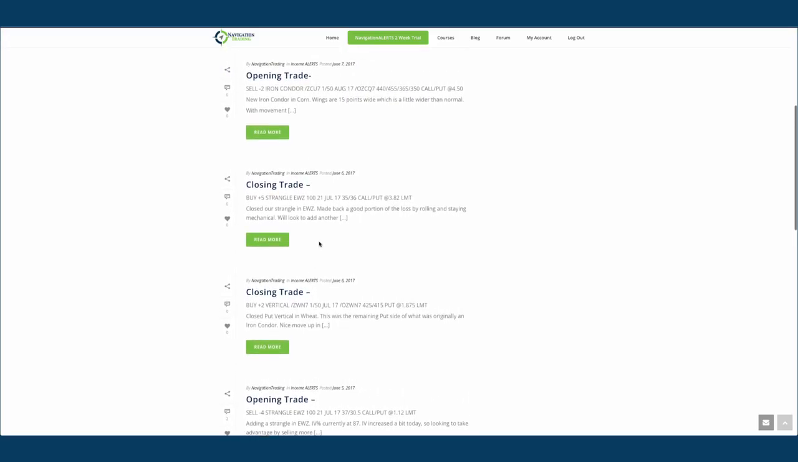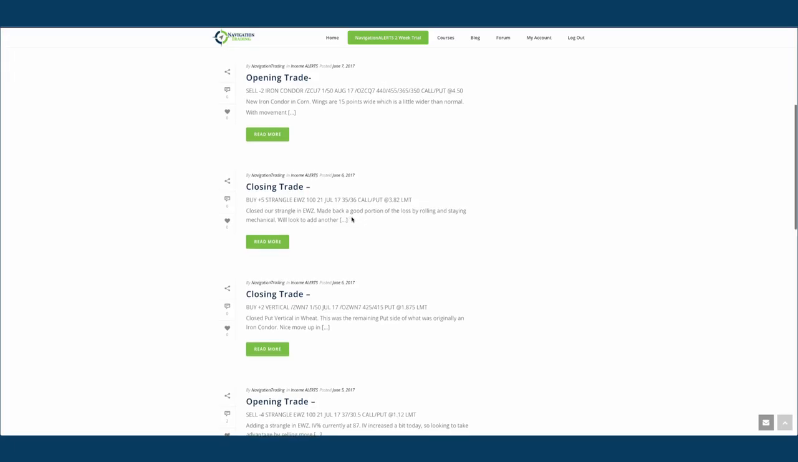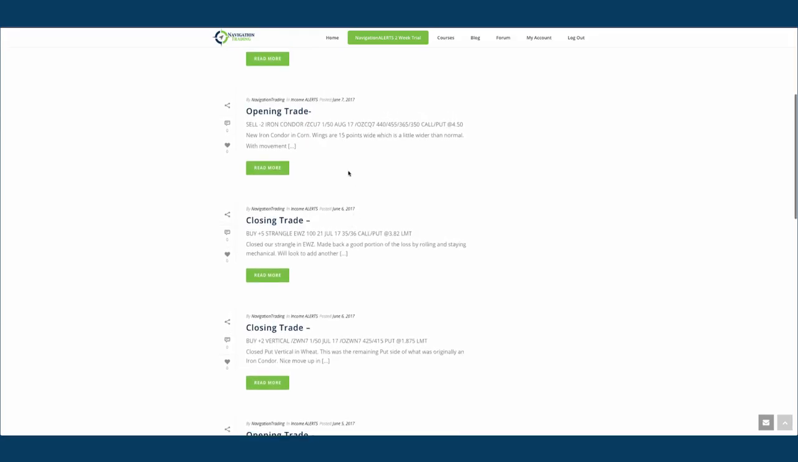And then in EWZ, I already mentioned that. This is one that we closed. So this was our 35.36, our inverted strangle that we had rolled from June. So we took that off, got back a lot of that original loss that we took on that huge move in the EWZ ETF. And then we'll continue to add on positions if implied volatility stays high.